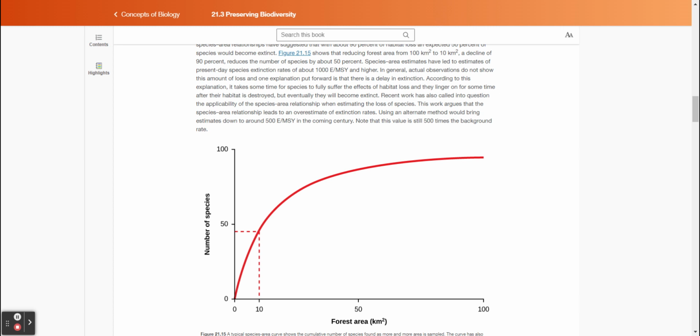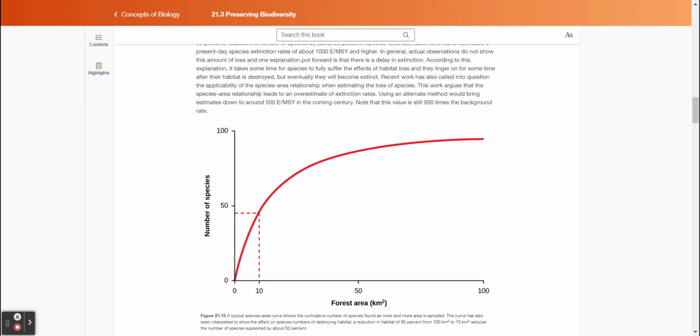Species area estimates have led to estimates of present-day species extinction rates of about 1,000 extinctions per million species years and higher. In general, actual observations do not show this amount of loss, and one explanation put forward is that there is a delay in extinction. According to this explanation, it takes some time for species to fully suffer the effects of habitat loss, and they linger on for some time after their habitat is destroyed, but eventually they will become extinct.